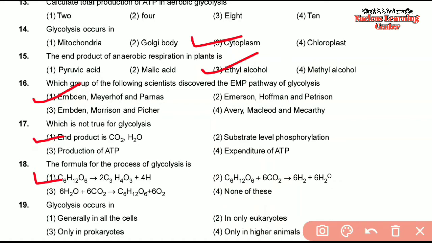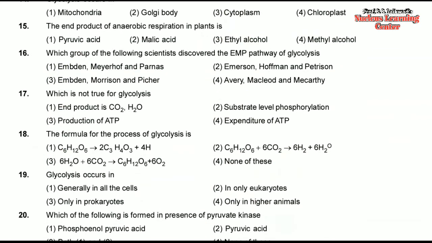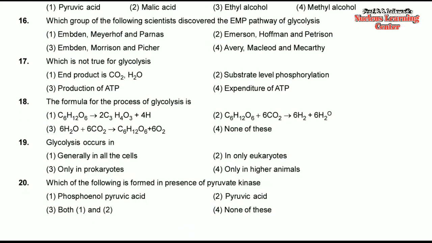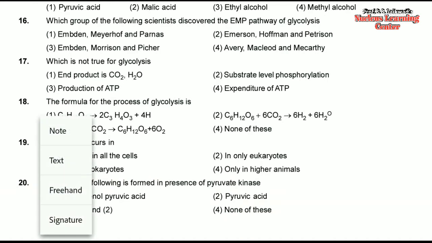During glycolysis, glucose is broken down into 2 molecules of pyruvic acid along with the release of protons. Then the next MCQ is, glycolysis occurs in: generally in all the cells, only in eukaryotes, only in prokaryotes, and the last option is only in higher plants. So for that the correct answer is the first.